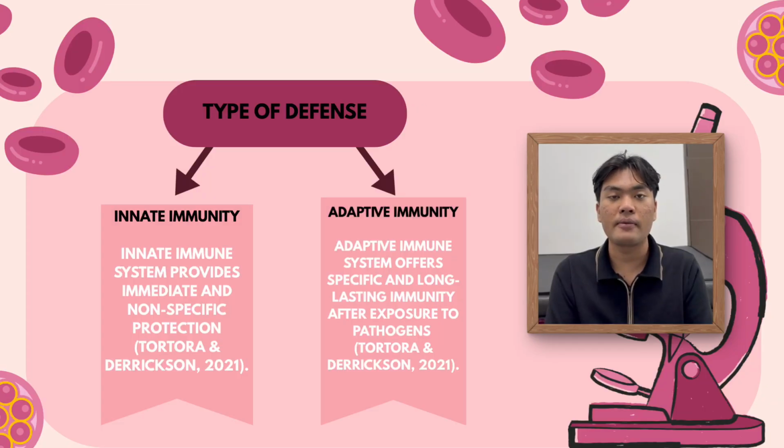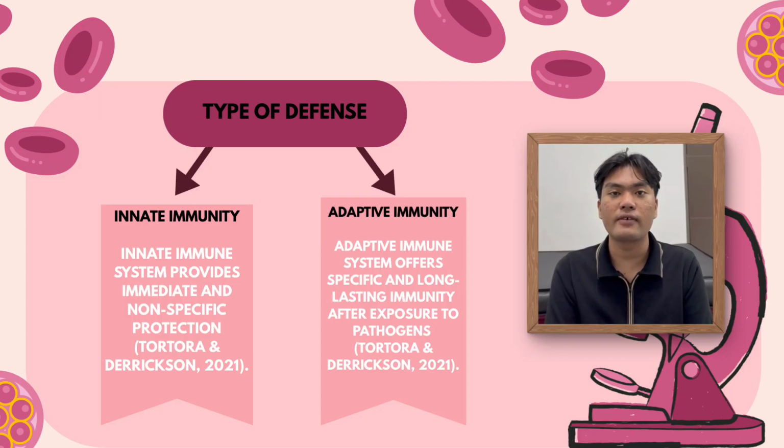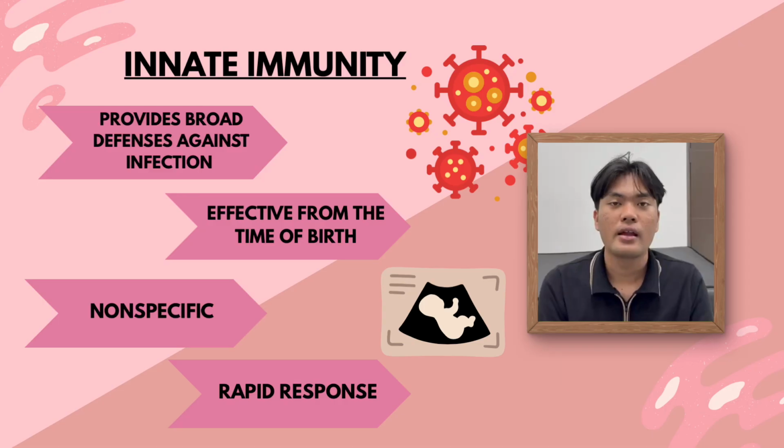The immune system can be divided into two main components, which are the innate immune system and the adaptive immune system. The innate immune system provides immediate and non-specific protection, while the adaptive immune system offers specific and long-lasting immunity after exposure to pathogens. Now we will be talking about innate immunity.